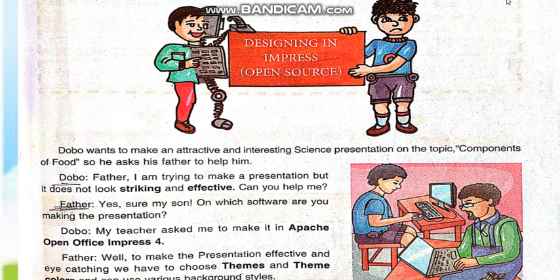One day, Dobo wanted to make an attractive and interesting science presentation on the topic components of food. So, he asked his father to help him out. So, Dobo asked his father, "Father, I am trying to make a presentation but it does not look striking and effective. Can you help me out?"